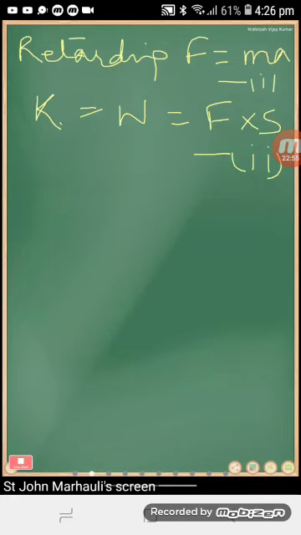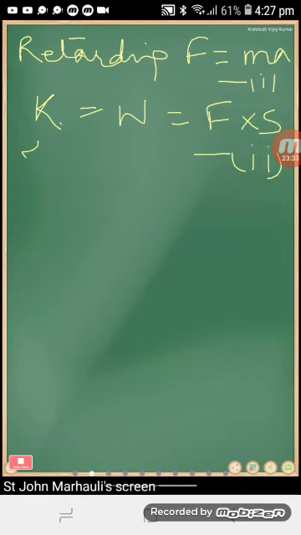Because we are already using the word retarding, the retardation is not mentioned as minus a; we are using it as a, and therefore F equal to ma gives us the retarding force. If I am not using the term retardation, then I would use minus a, which would indicate that it is a retardation. Overall it is the same. Now F we know; we have to find out s.